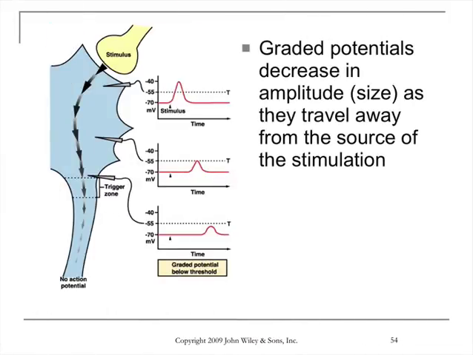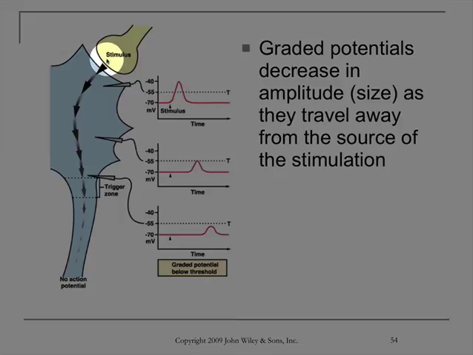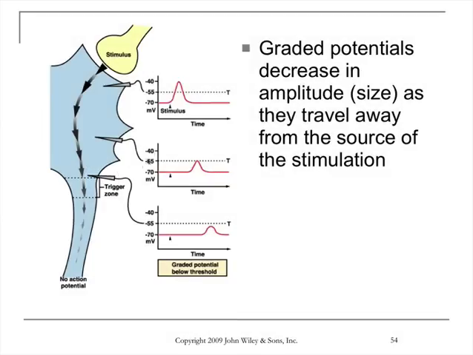This diagram is illustrating the idea that graded potentials will decrease in size, that is, in their amplitude, as they travel away from the source of stimulation. So here we have a neuron, and we're going to stimulate it with another neuron. In other words, we're going to send a neurotransmitter to this second neuron, the one that's blue. And we've got 3 probes stuck in the neuron that's receiving this message.